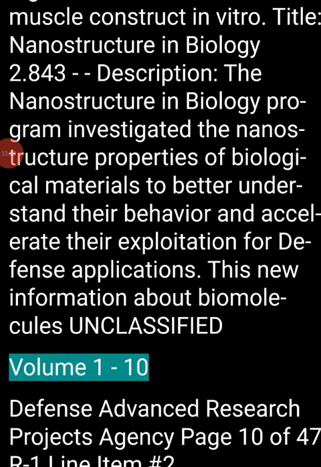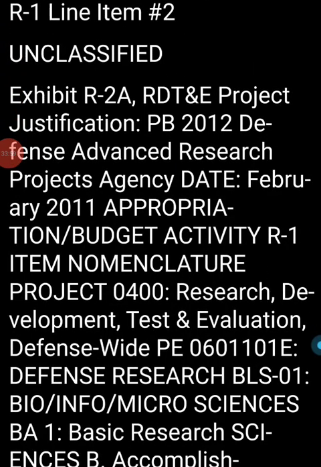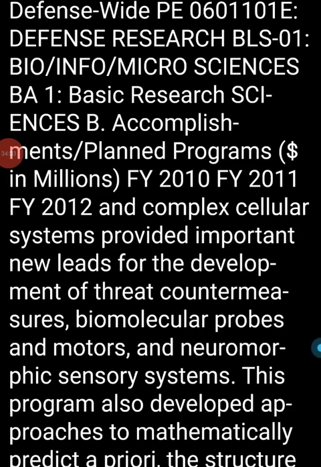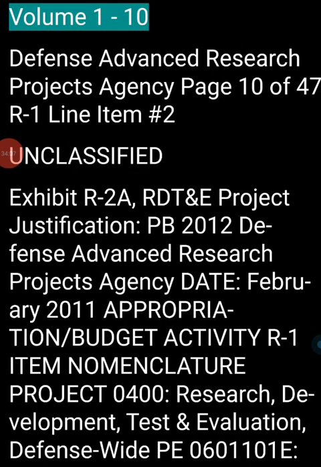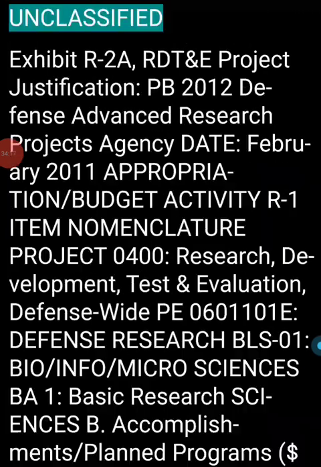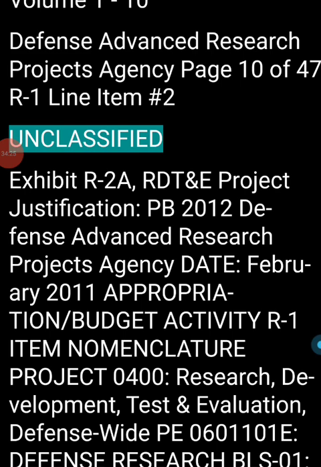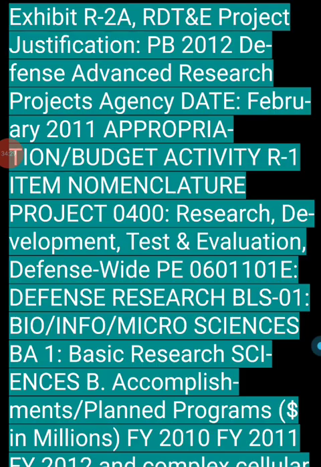Title: Nanostructure in Biology, 2.843. Description: The Nanostructure in Biology program investigated the nanostructure properties of biological materials to better understand their behavior and accelerate their exploitation for defense applications. This new information about biomolecules. Unclassified. Volume 1-10. Defense Advanced Research Projects Agency, page 10 of 47, R1, line item number 2.